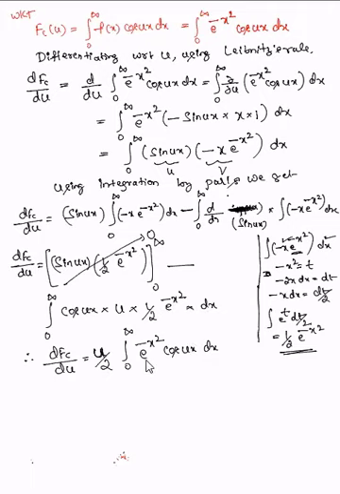And what is this? See this. E power minus x square cos ux, integral 0 to infinity, is nothing but your fc, your cosine transform. So I straight away replace this entire thing by fc. So therefore we get dfc by du is equal to u by 2 into fc. We get this. So this is the first order differential equation we get.